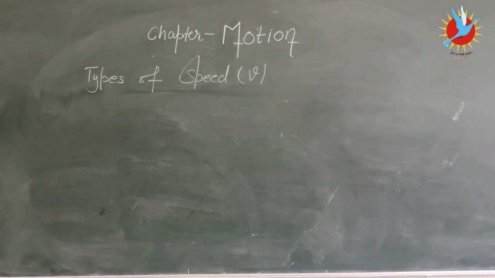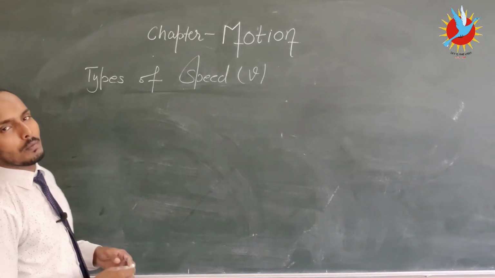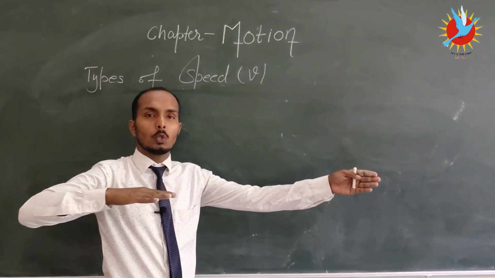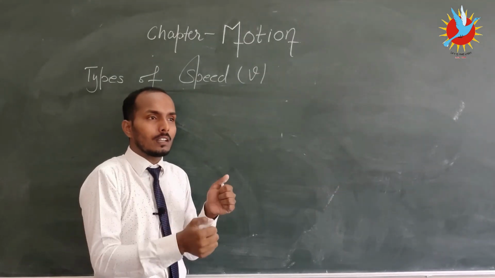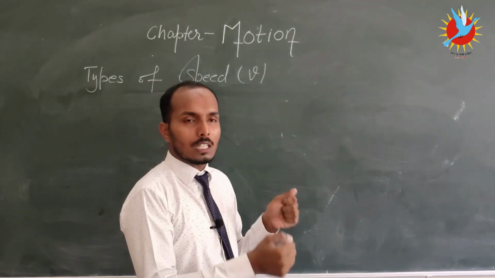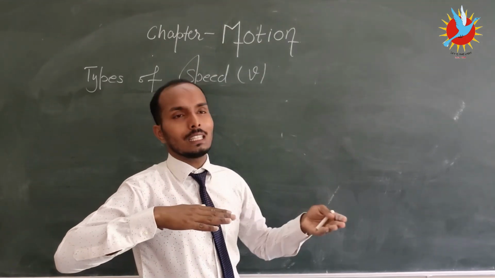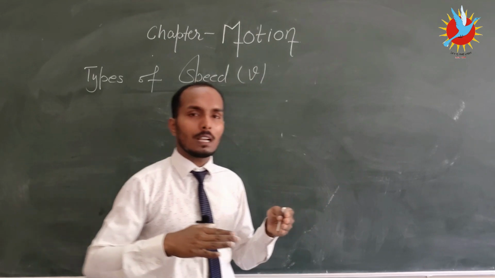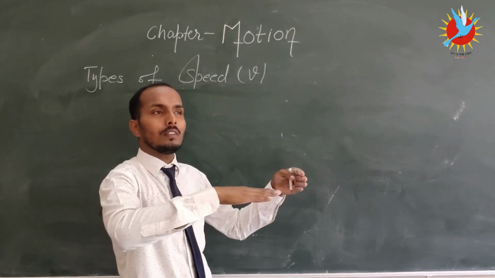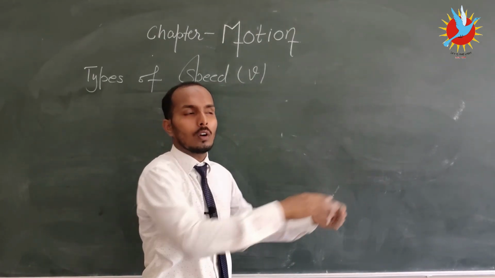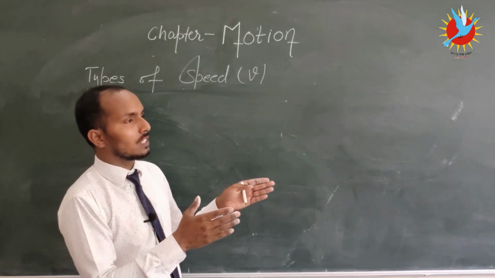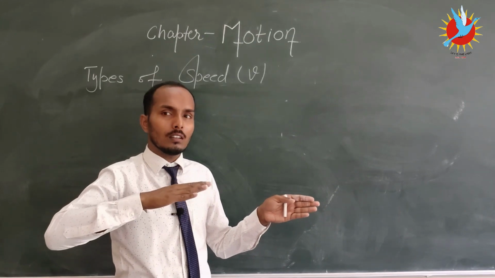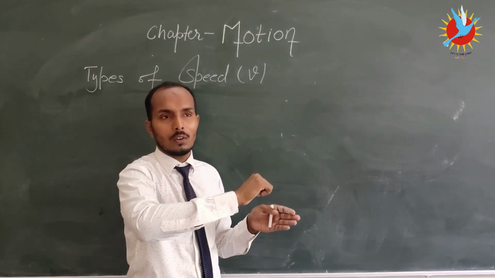Give some examples of uniform speed. When a car is moving on a straight road and there is no traffic, then we can run the car with the same speed, say 80 km per hour. Its speed is the same at all times. When there is no traffic on the road, we can run a car with a constant speed. This is an example.